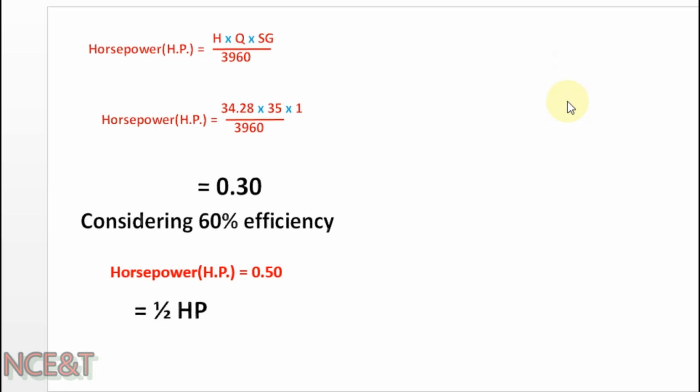As we know, the formula to calculate the horsepower is HP equals H into Q into Sg divided by 3960. Let us apply our calculated values in this formula. We have the total pressure drop 34.28 feet, and we have the flow 35 GPM, and specific gravity for water is 1. Then we will get the result 0.30 HP. If our pump efficiency is 60%, then we will divide this value by 0.6, then we will get the result 0.5 horsepower. It means we need to select a pump of half horsepower for this building.